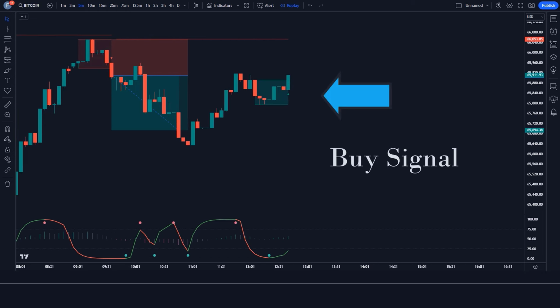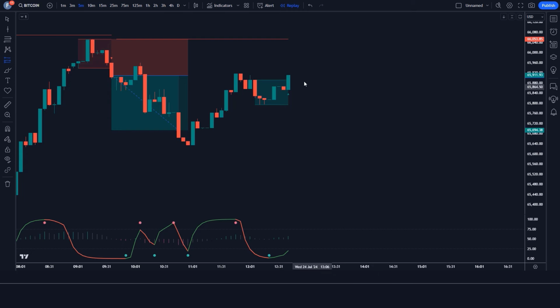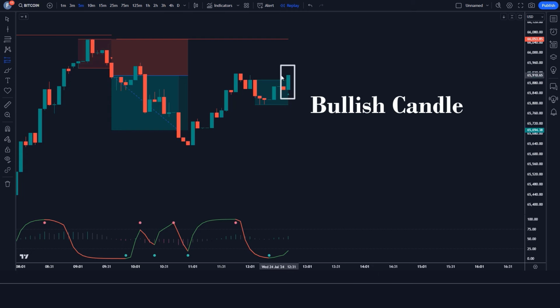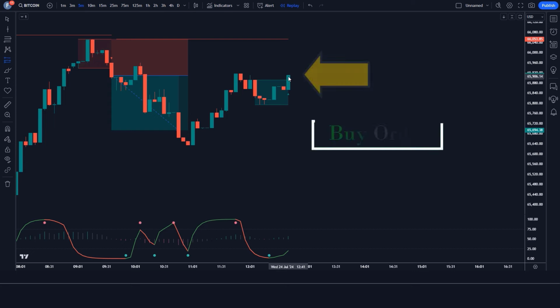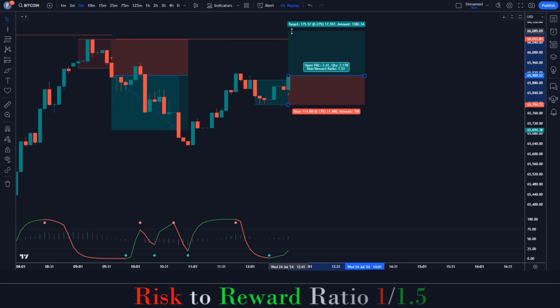Here the reversal detector indicator gives us a buy signal. Here the Schaff Trend Cycle indicator shows a green line. Here the market has made a bullish candle to give confirmation. So all our conditions are being fulfilled, so we are placing an order to buy. Our stop loss is to be placed at the previous low of the market. And the risk to reward ratio will be 1:1.5.